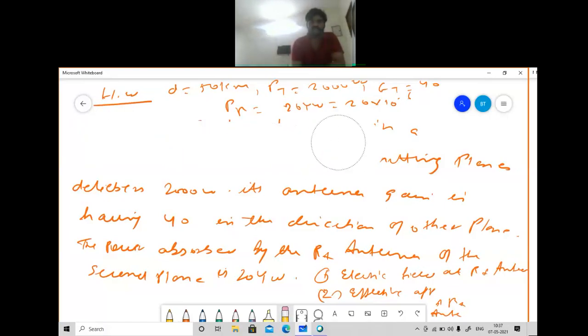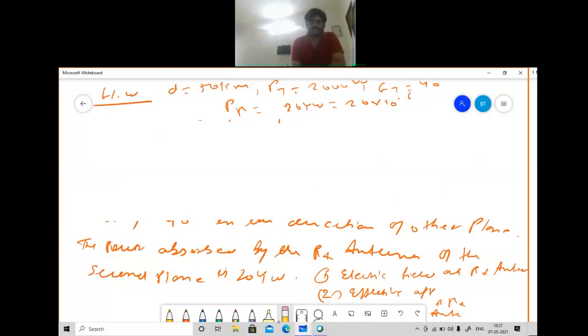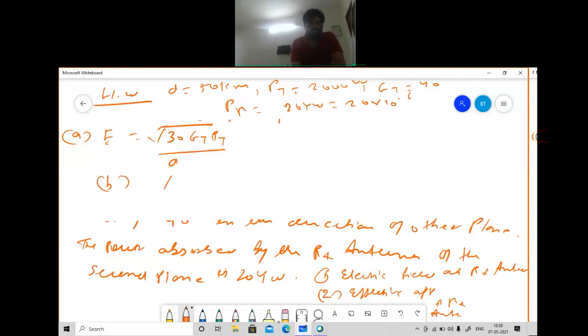So I'll write the formula which we discussed in the last session. Based on that formula, for the first part you just have to substitute in E equal to 30 under root of gain transmitted into power transmitted, divided by D. For the second part, A should be equal to power received into 4 pi D square upon gain transmitted into power transmitted. This formula you have to apply to solve this problem. So please try to solve it by yourself.